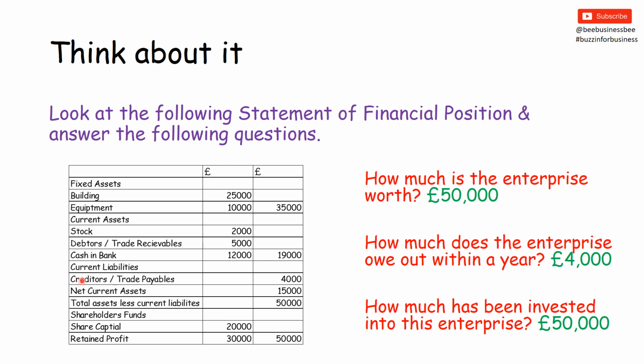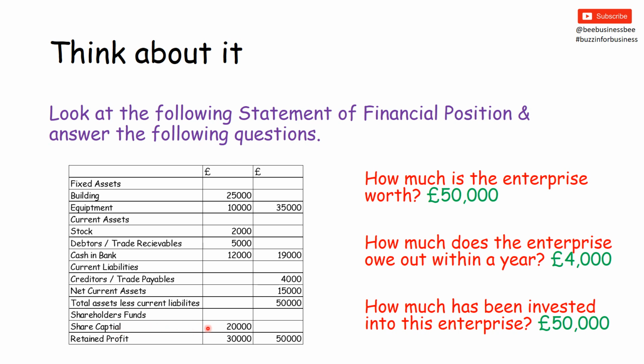The next question is, how much does the enterprise owe out within a year? Well, actually, that is what's called either a creditor, so people who are owed the money, or trade payables. So obviously who it owes money to, it owes £4,000, so it's got to owe them money.